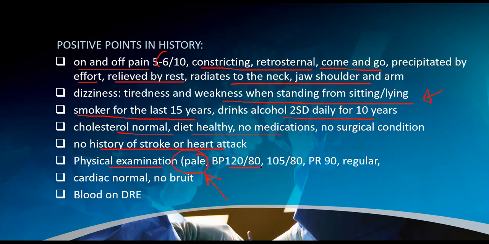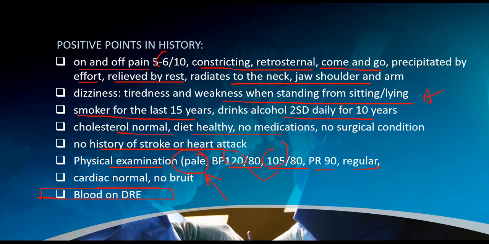BP 120 by 80, sorry, when the patient is in sitting position, but when they stand up, it's 105 by 80. So there is some postural drop also, although it's not very significant. Pulse rate 90, regular. All other examination is normal, but in this case, you have got blood on DRE, which means the patient might be losing blood from the GI tract. This is the only case when you should think about checking for a DRE in the abdominal examination.